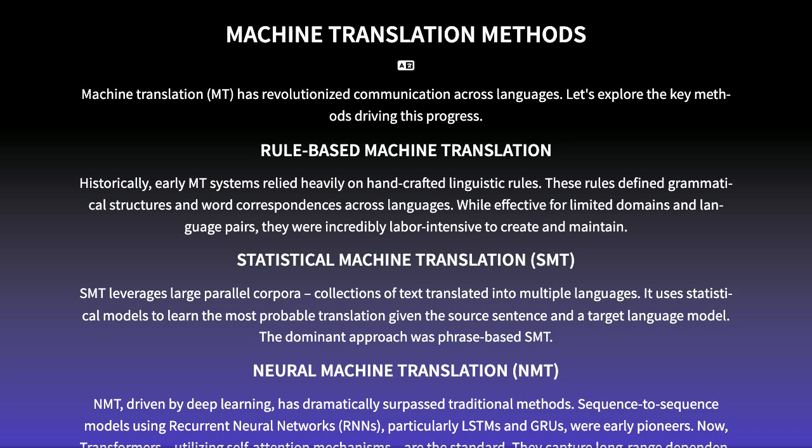Then came statistical machine translation, where computers learn patterns from massive amounts of translated text. But really, the game changer has been neural machine translation. These models use artificial intelligence to understand context and produce much more fluent and natural translations. It's like they can actually think about what's being said.